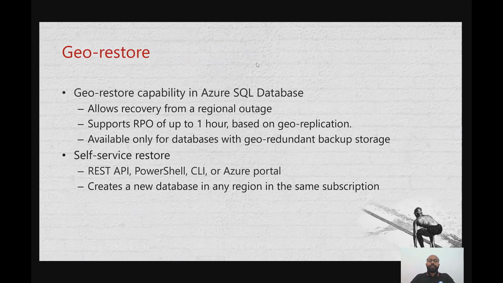GeoRestore. GeoRestore allows you to recover your database from regional outage scenarios. It supports an RPO of up to 1 hour. And GeoRestore capability is available only on databases with backup storage redundancy set to geo-redundant backup storage. How does this work? When you set geo-redundant backup storage as your backup storage redundancy, the database backups are automatically replicated to a paired region.